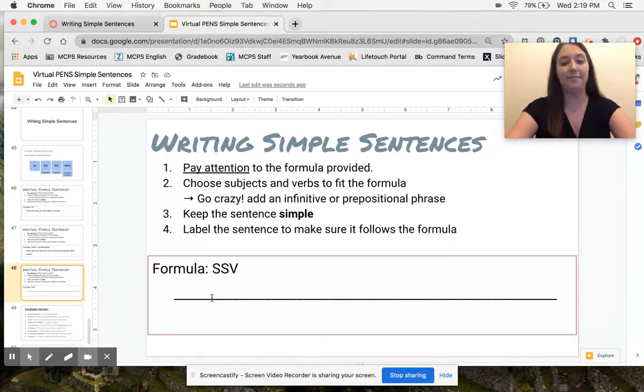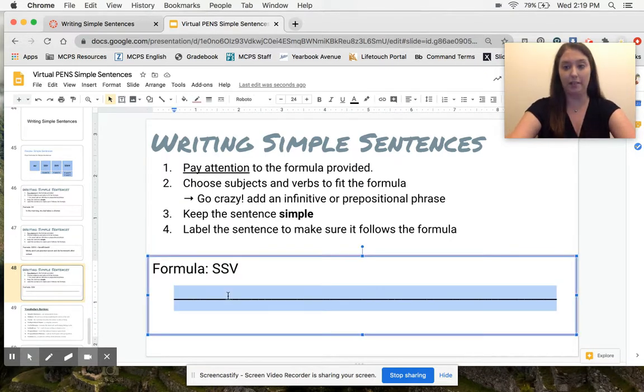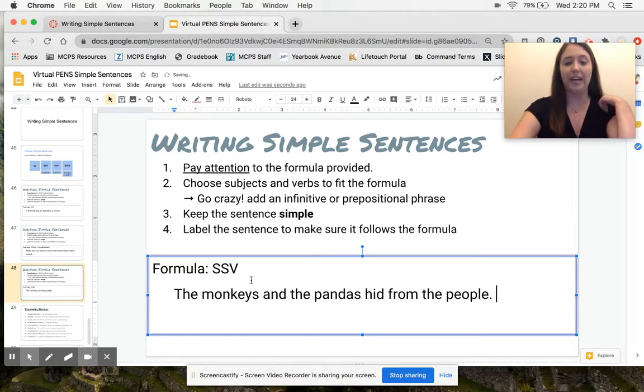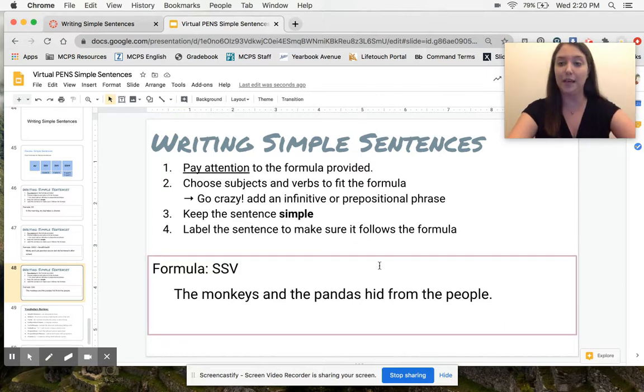Formula SSV, and this time it's totally blank. We can say whatever we want. I'm gonna say, I was just at the zoo, so we'll say the monkeys and the pandas hid from the people. Okay, so we only have one verb in this formula, so we have our S and S, hid, that's our verb, from the people. And that is how you write your own simple sentences.